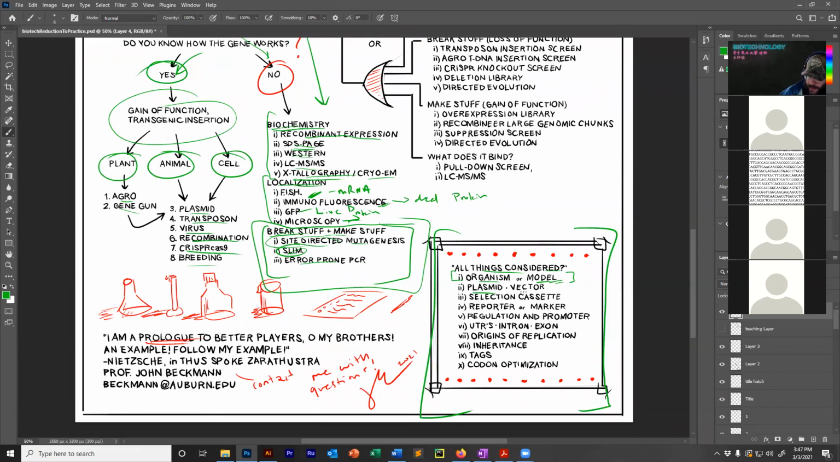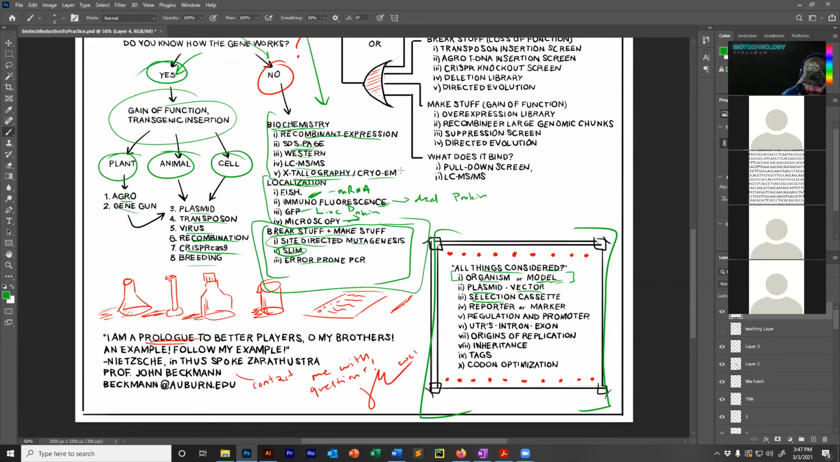Are you picking the right plasmid? There are many different types of plasmids. Are you picking the right vector? Many different types of vectors, many different types of viruses. Do you have the right selection? Is your selection going to work? Okay. Do you have selection for all the organisms that you need to work with?